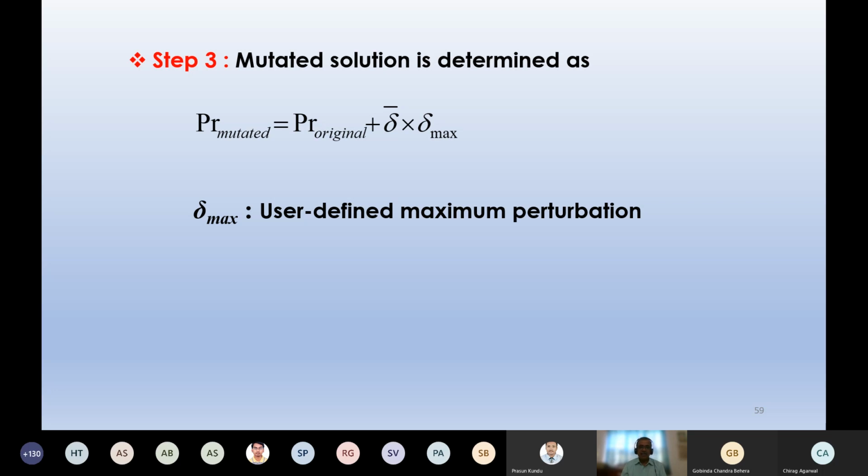What is the reason? If it is too small, the very purpose of using delta, or the mutation, will not be served. If it is too large, the search will become a random search. But GA is not a random search, as I told several times. This is some sort of controlled random search. So we'll have to select this particular delta max very carefully.